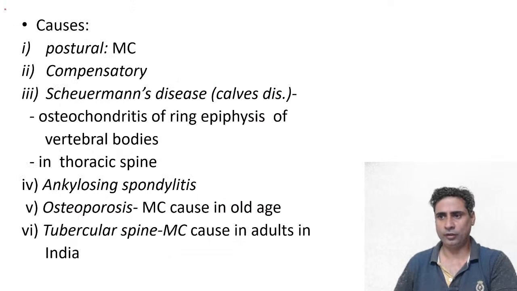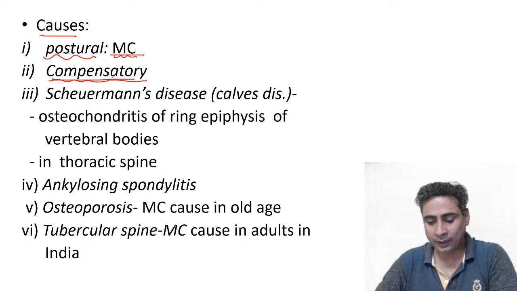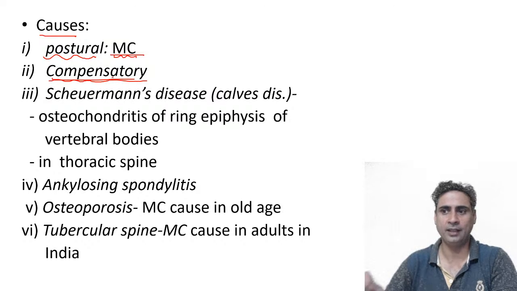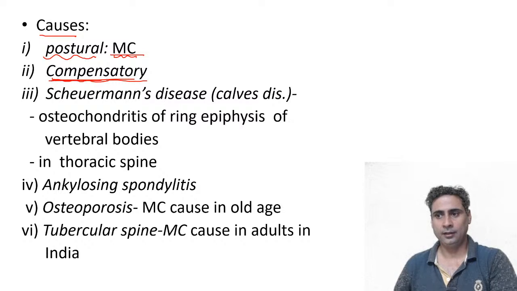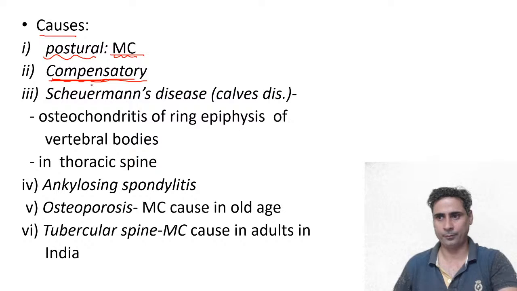Important causes of kyphosis you should remember: postural, poor postural habits, which is the most common cause. It may be compensatory, for example in ankylosing spondylitis, where the hips are fused and the patient cannot move the hips. To look at the ground, the patient will try to bend the spine to look down and walk properly. That is compensatory: some pathology is outside the spine and the patient is compensating at the back.